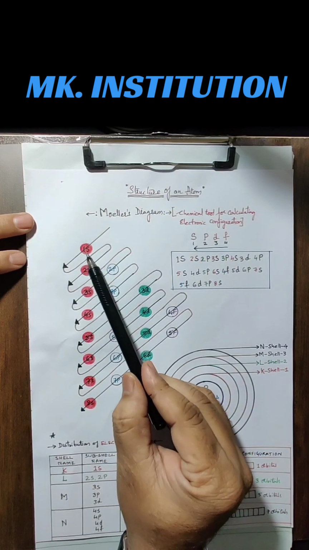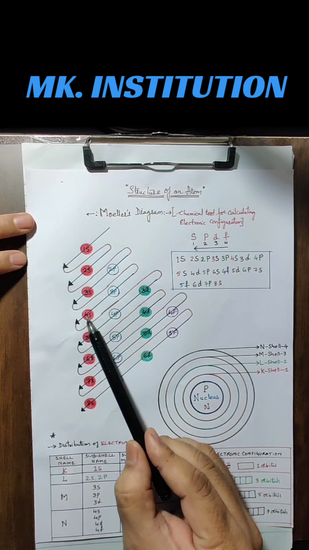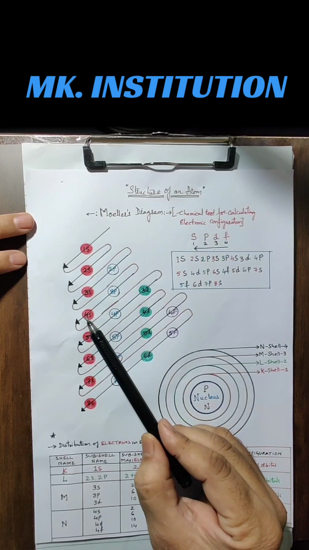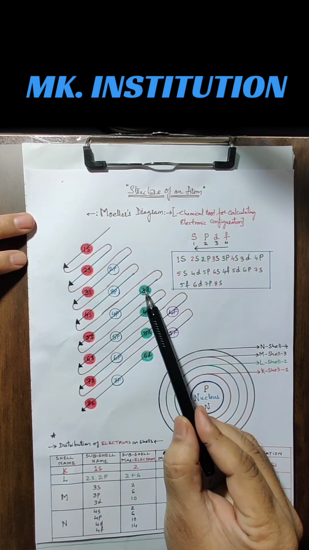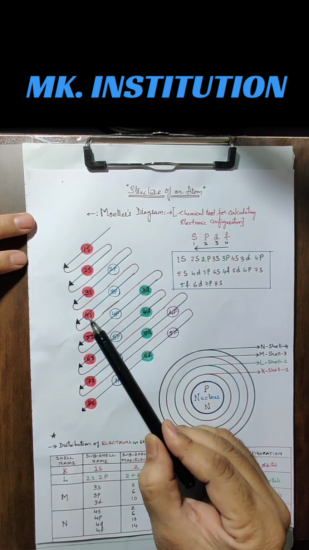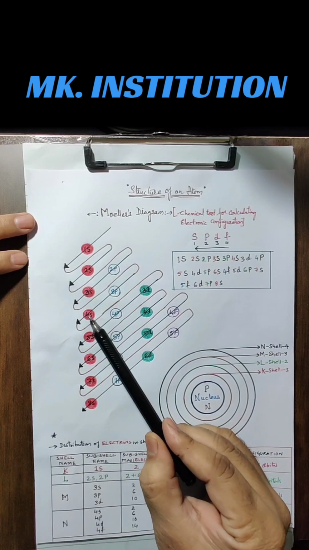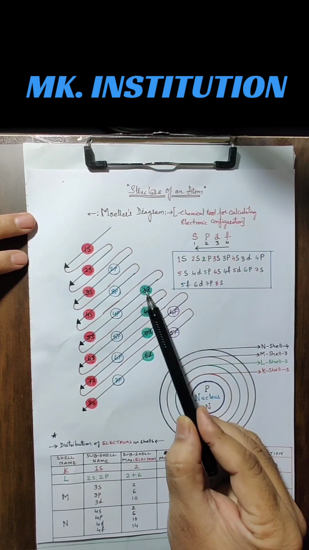Now see here, 1s, then 2s, then 2p, 3s. After 3p, 4s. After 4s, the 3d is there. Now why like this? Why are we writing 4s here and why are we writing 3d after it? It indicates that the s orbital is very near to the nucleus. So the electrons will fill the s orbital first, then it will go to the d. So after 4s, the 3d will come.